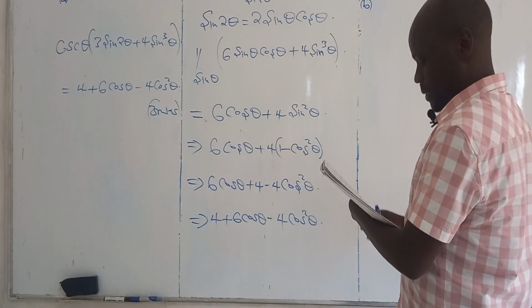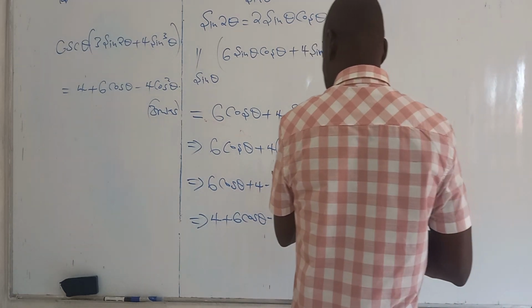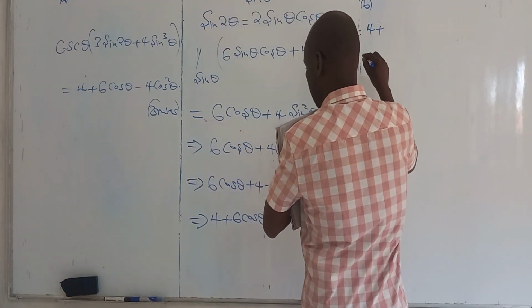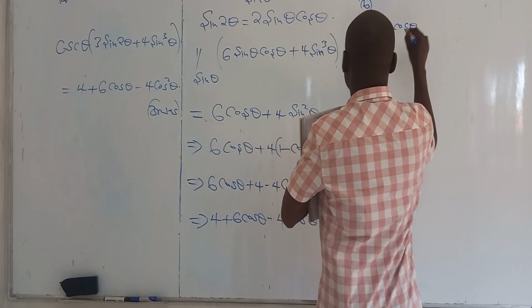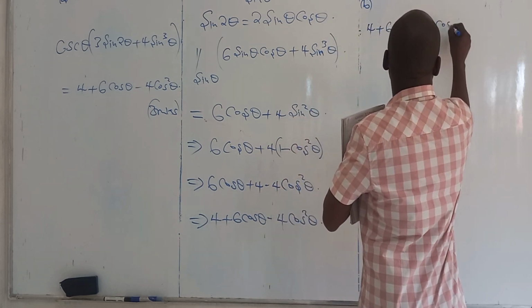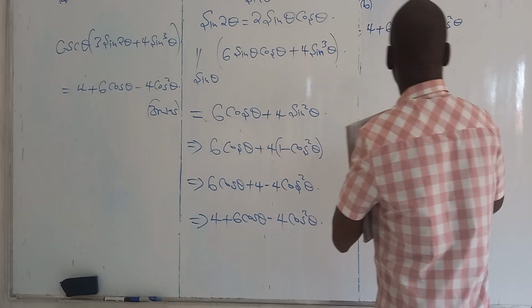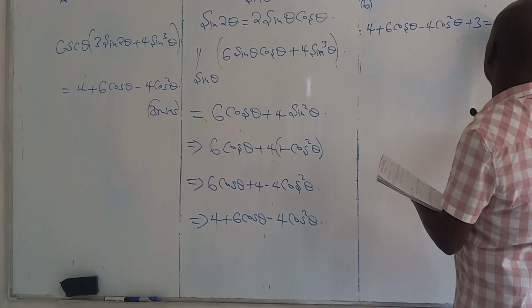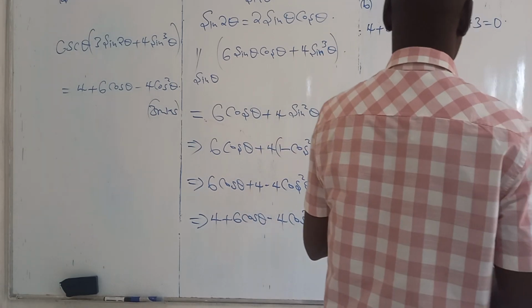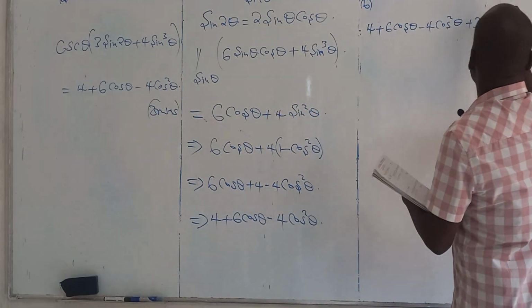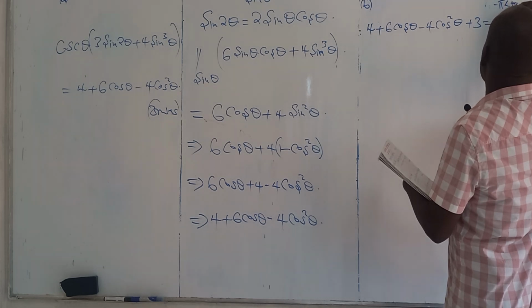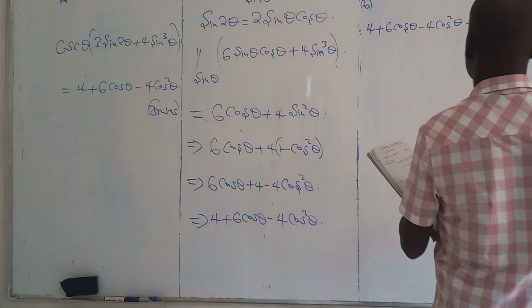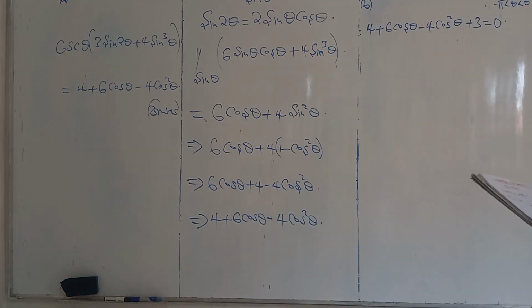then what I can then do is say that 4 plus 6 cos theta minus 4 cos squared of theta plus 3 is equal to 0. And we are told we need to do that within the limit negative of pi to 0. Negative of pi should be negative 180. So that's what we have now.